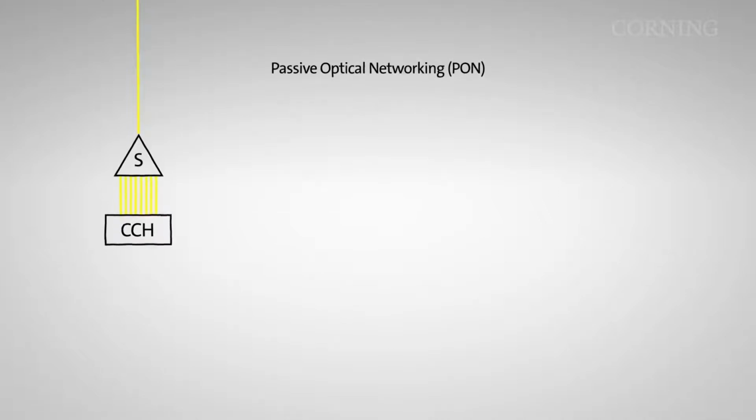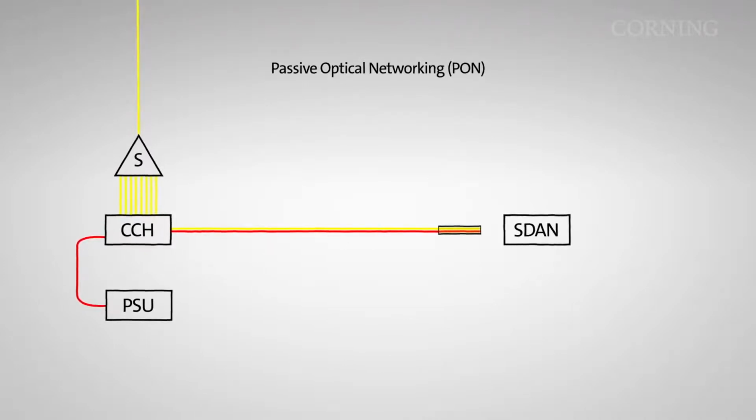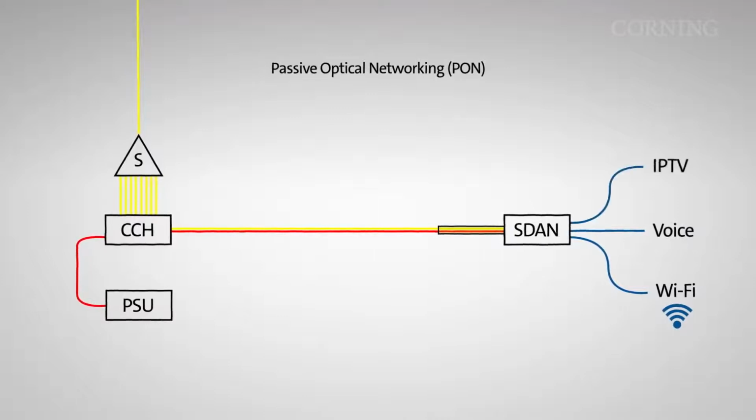I'm also going to be injecting power, just like for active Ethernet, from the power supply unit. So I'm going to have a 100-watt circuit that's going to jumper into my patch panel. And then out the back of this patch panel, I'm going to still have composite cable, which will serve that same software-defined access node, giving me my triple play services: high-speed internet, voice, and video.